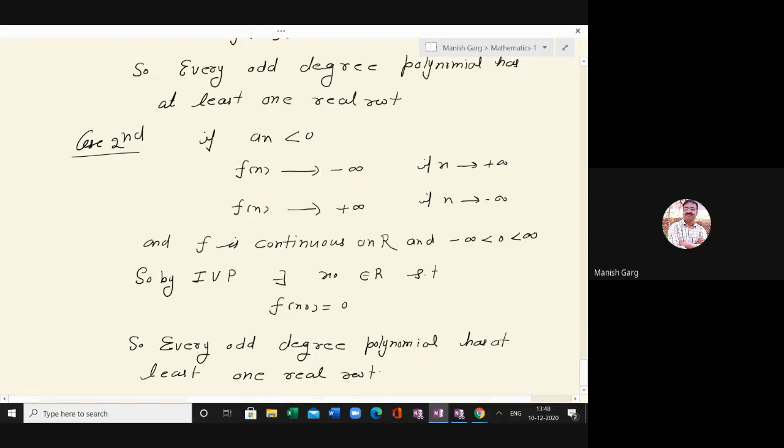So you can see, normally you use this result again and again. The proof is here: IVP with continuity.